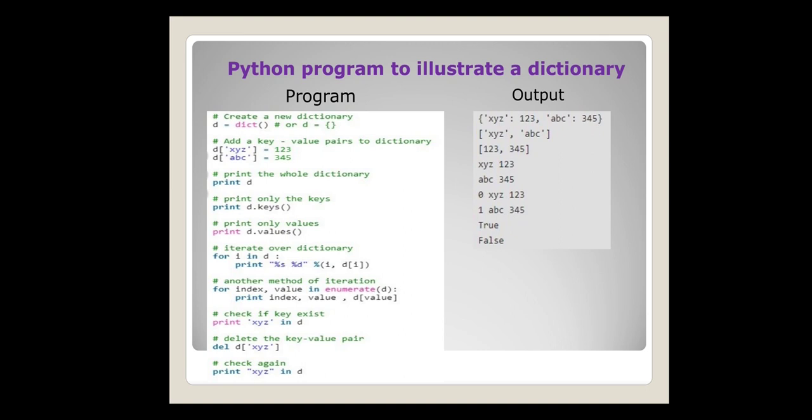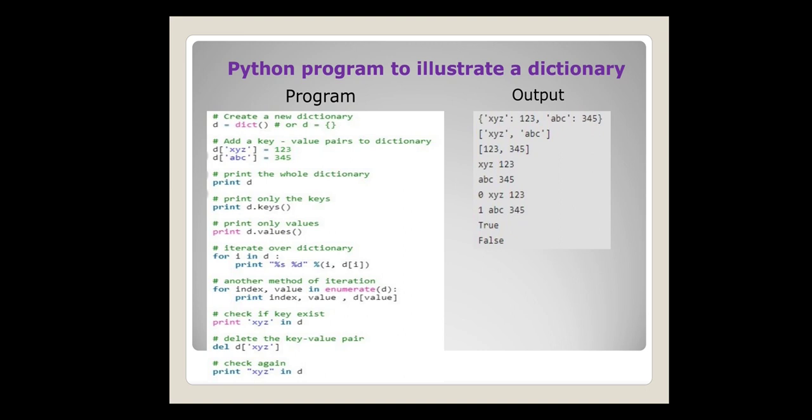There is another method of iteration using the enumerate function. While using enumerate, it will print the index number of a particular element of a dictionary. So the first element is xyz, the key-value pair xyz and 1 2 3, the index number is 0, and the second element is abc 3 4 5, so its index number is 1.